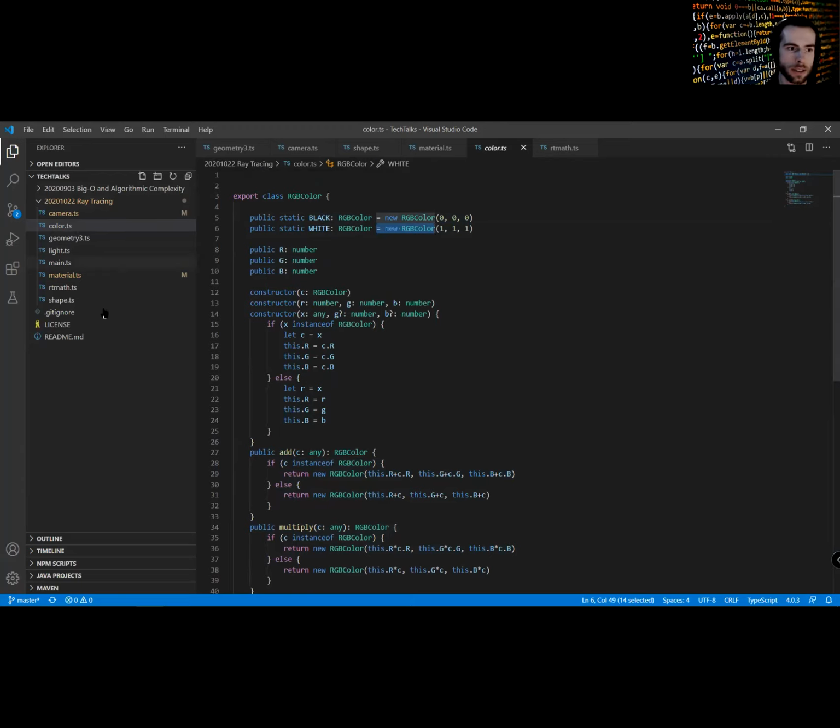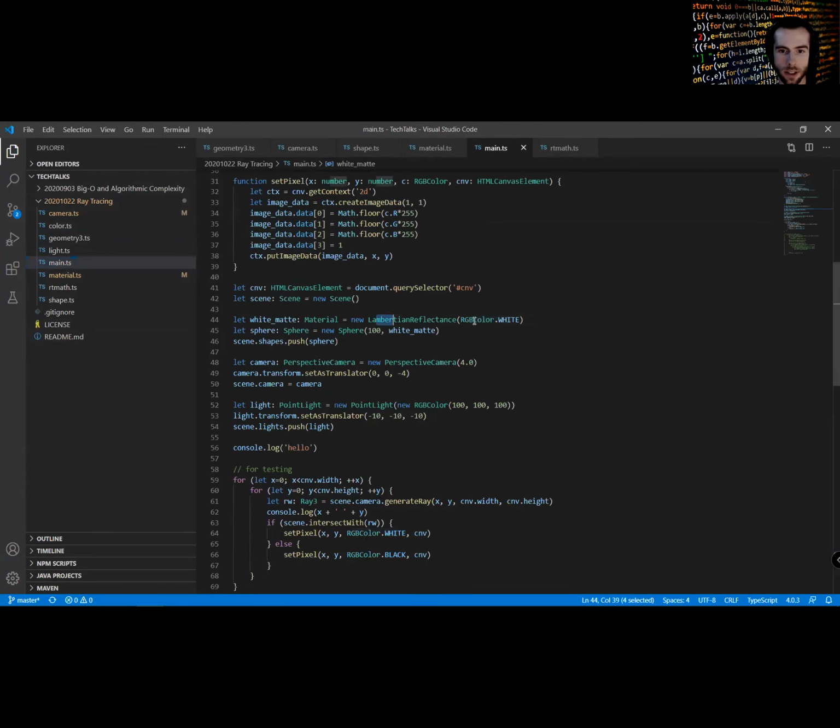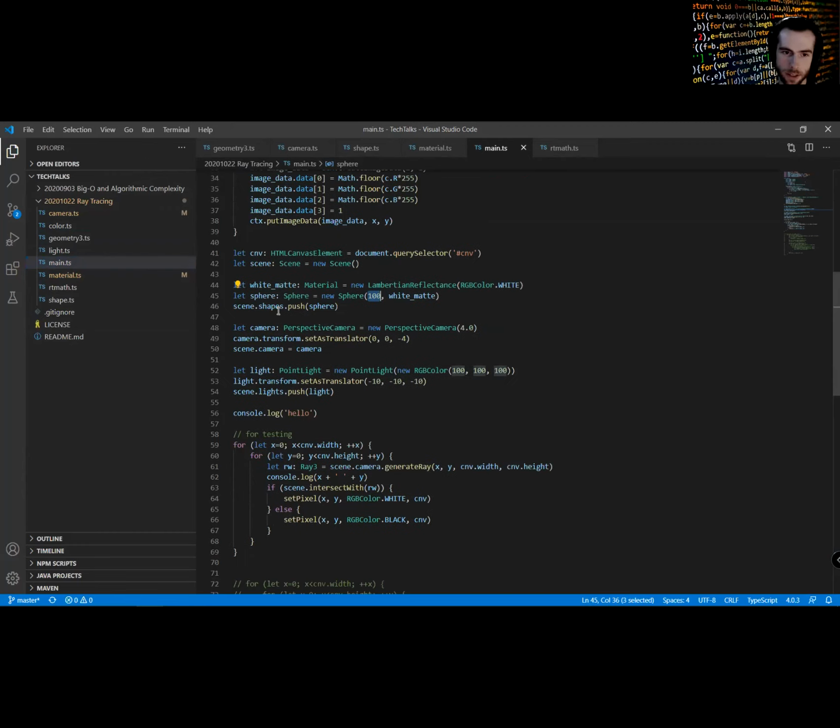So where's my main? All right. Okay. So anyway, I create Lambertian reflectance. That's white. I create a sphere with a radius of 100, and I push that into my scene shapes. And then I create a perspective camera with a focal length of 4.0. And here I set the transform on the camera as a translation and move it back 4. Actually, this should be 1, really. 100 is way too big for a sphere radius.